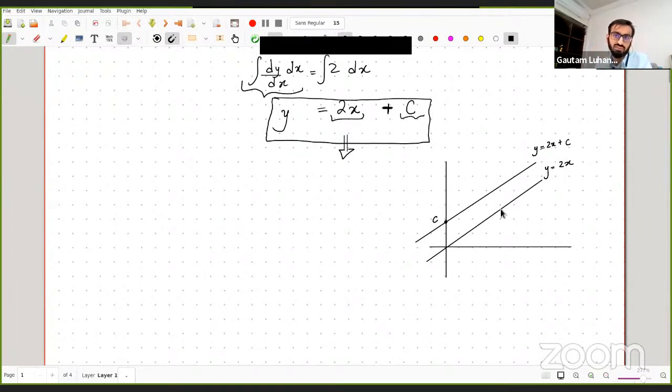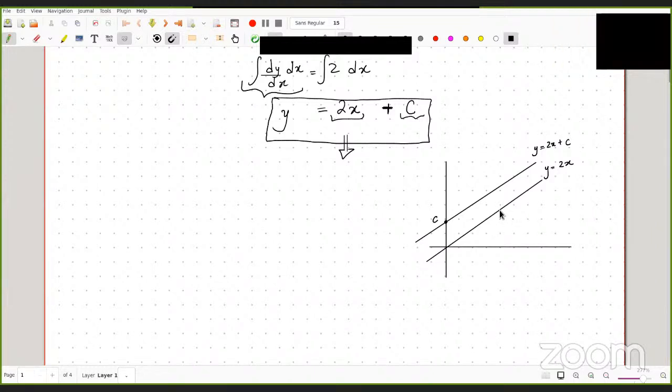Which one of them has a constant slope of 2? Both of them. Both of them have a constant slope.